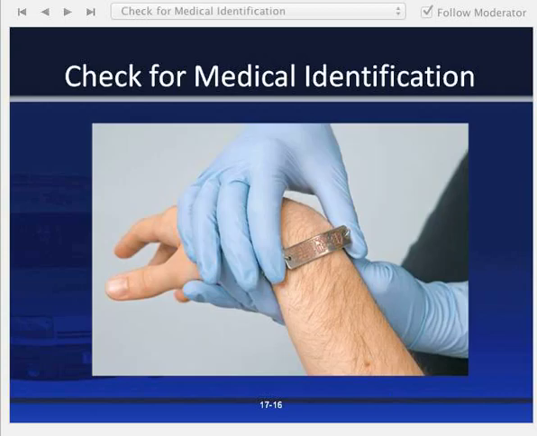Medical alert tags may be worn on a necklace or bracelet. These ID tags contain important medical information, including the patient's medical conditions, important medications, and allergies.